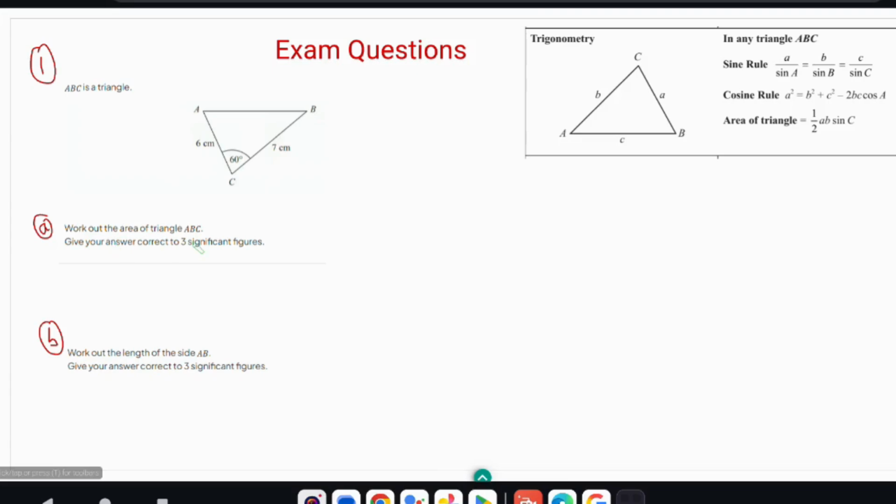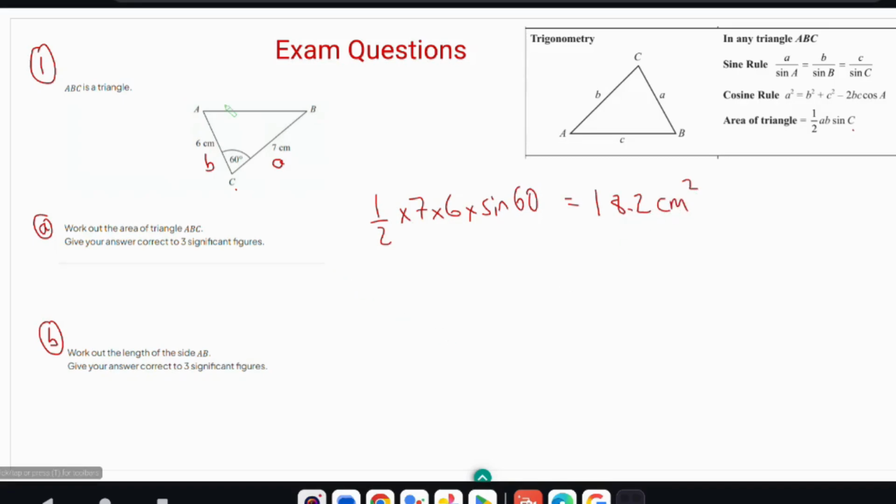Work out the area of triangle ABC. So, area of a triangle is half ab sine C. This is C already and it needs to be C because of that C there. So, little a, little b. Half times a times b times sine C is 18.2 to 3 significant figures.